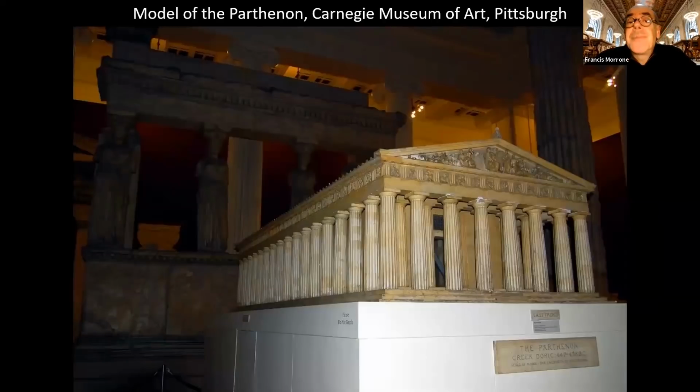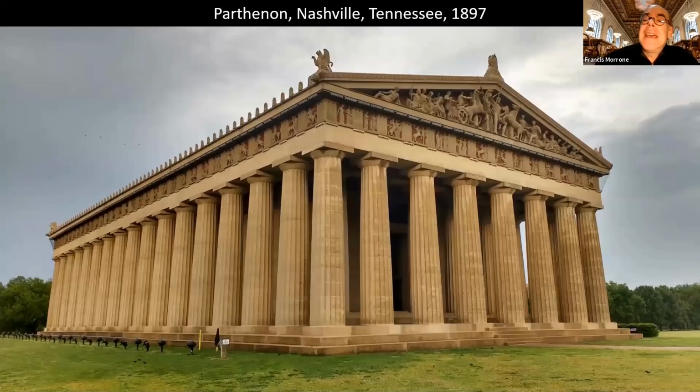This is a model of the Parthenon. There are models of the Parthenon all over the place, but this is a nice model, which is to be found in the Carnegie Museum in Pittsburgh. And this is a model of the Parthenon in Nashville, Tennessee. They went and rebuilt the Parthenon. And people make fun of this all the time. And I don't know why people make fun of it.